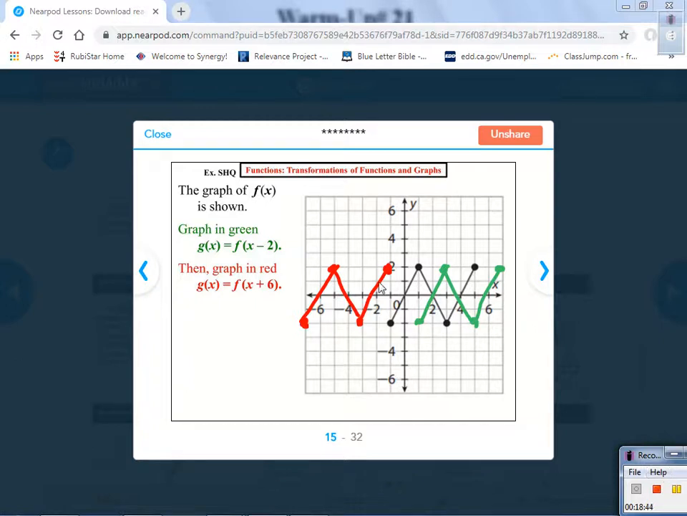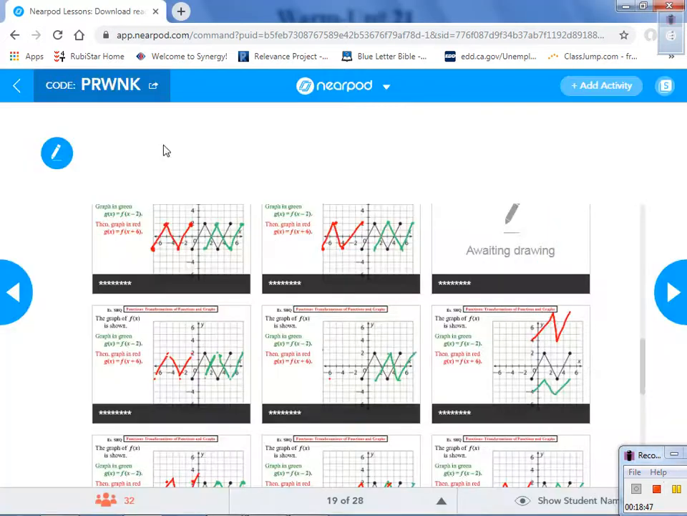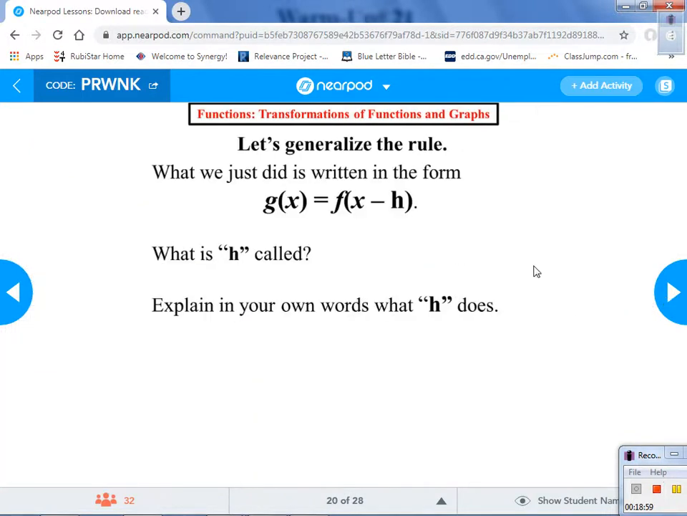Okay, all right. Now, I did see some of you put some of them going up and some going down, but that's only when the number is where? Outside of the parentheses. All right? So write this down. g of x equals f of x minus h in parentheses.